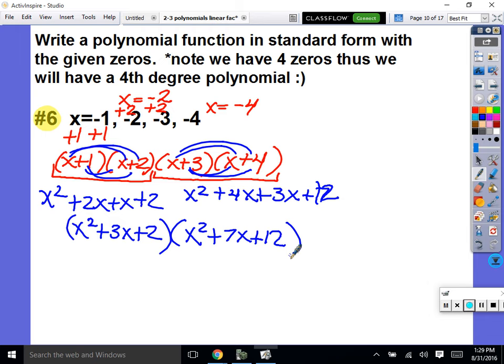Now we will triple distribute very, very carefully. So this to here, this to here, this to here, right? Okay, go for it. I'm going to let you go for it. Show me your answers when you're done.